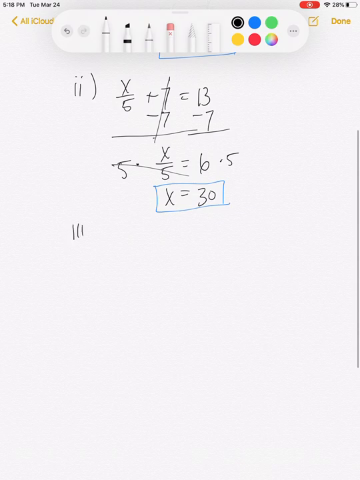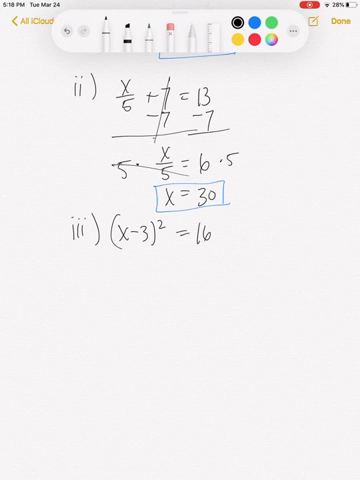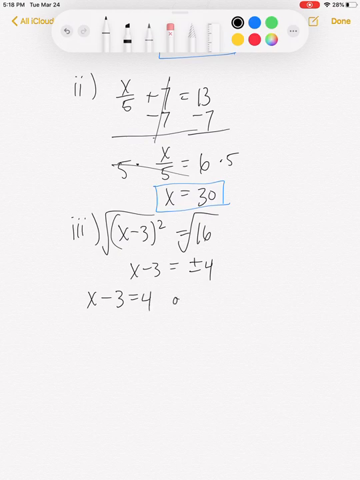Number 3. Roman numeral 3 says that we have x minus 3 quantity squared is equal to 16. There's a couple ways of doing this problem. We can multiply x minus 3 out, but I'm going to go ahead and take the square root of both sides. So we do that, we have x minus 3 is equal to plus or minus 4. Remember, it could be positive 4 or negative 4. And so we're going to take the case of each one: x minus 3 could be equal to 4, or x minus 3 could be equal to negative 4.